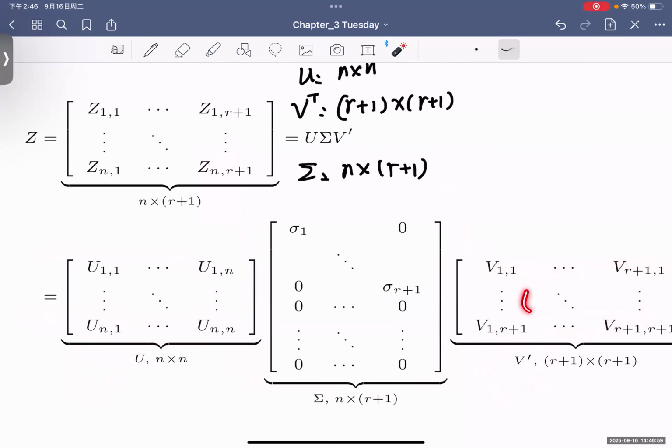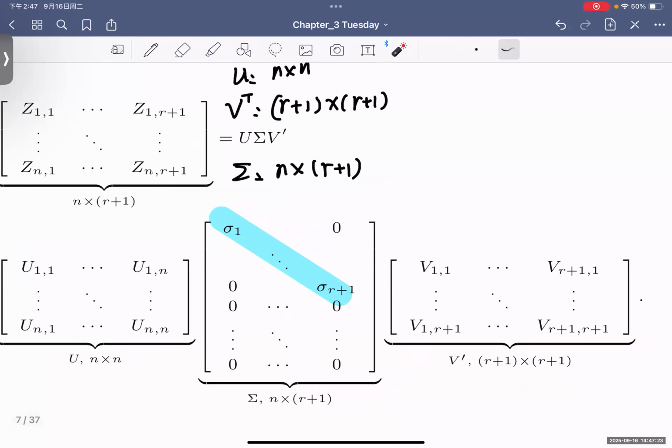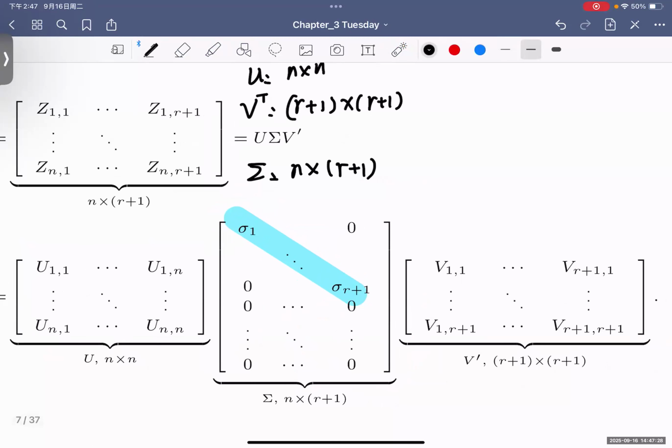Here, just to give you the detailed format. And for the sigma, something we should pay attention to is that it is n times r plus 1, whose diagonal elements are non-zero, with sigma 1 to sigma r plus 1. And the lower part is all 0. So this is what our sigma looks like. And this small sigma, I call it a capital sigma. So the sigma here stands for the singular values.